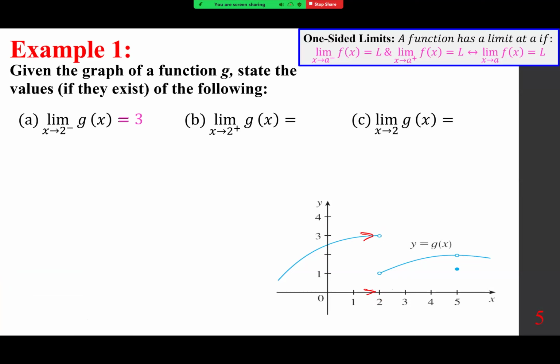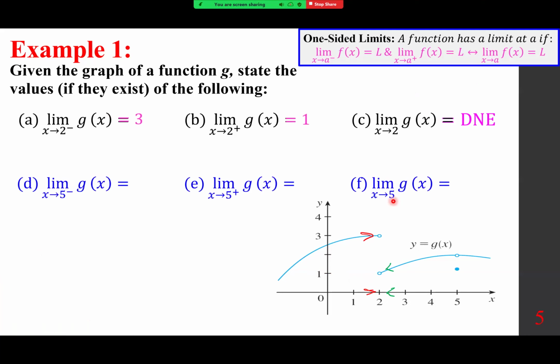From the right side, we are approaching this point, which has a different y-coordinate, namely 1. Are they the same? No, therefore the limit does not exist. DNE, short for does not exist.